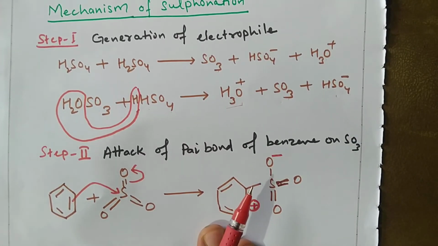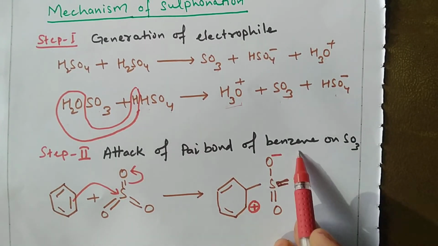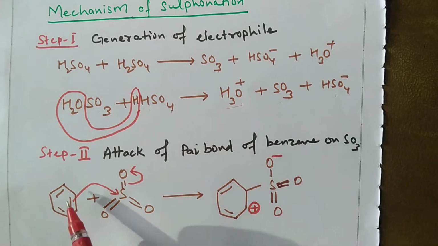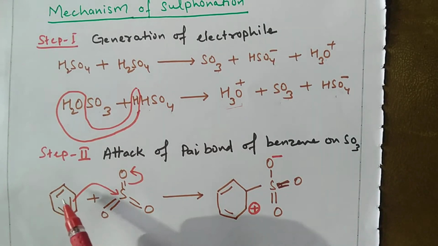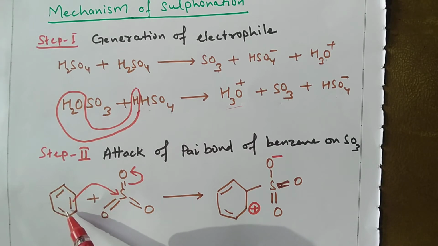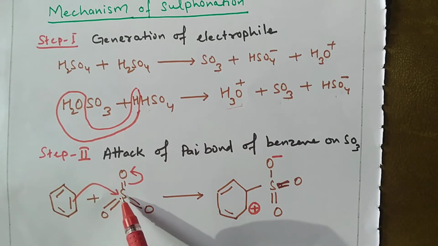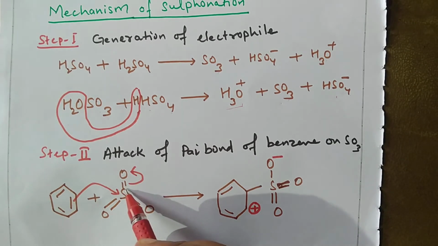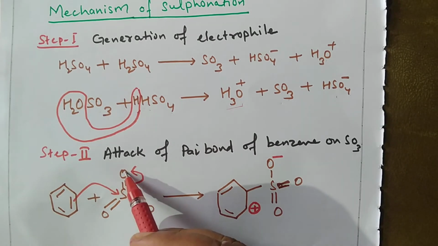Now in step 2, attack of pi bond of benzene on SO3. So you can see that the benzene is electron rich, that means it contains 3 pi bonds. So one of the pi bonds attacks the sulfur atom, at the same time oxygen withdraws the electrons of sulfur, because here is a pi bond between oxygen and sulfur.